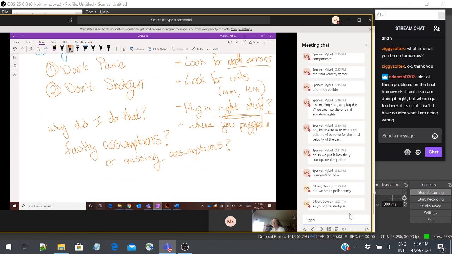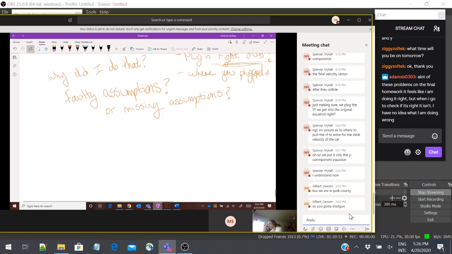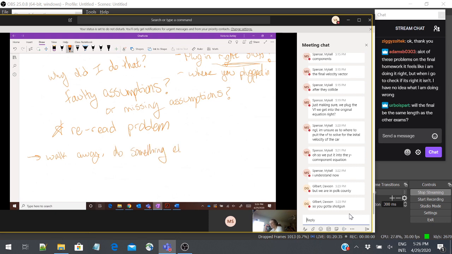And then if none of that works, I think what I would do, oh, and then another thing is reread the problem. Make sure that you're not, oh, it's going backwards, right? And then what I might do is walk away, do something else. This works for homework, not so much on a test. And then start again from the beginning.